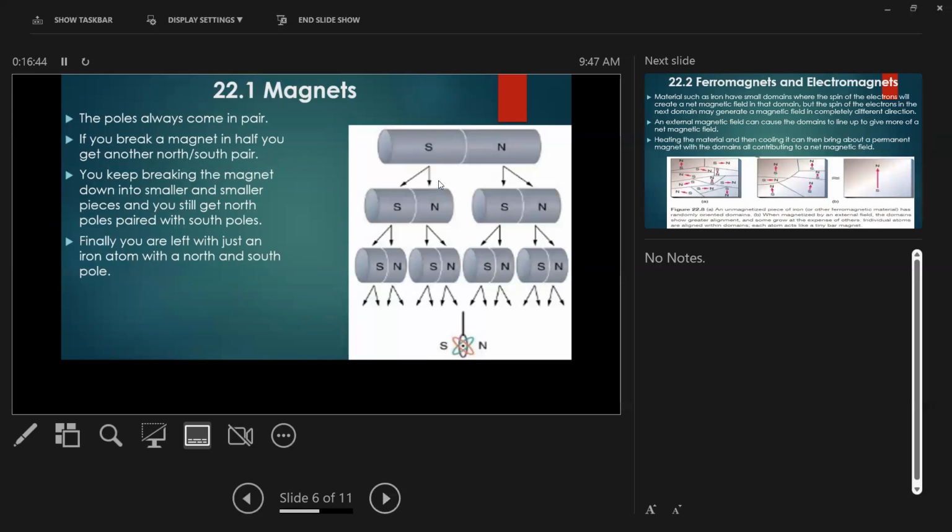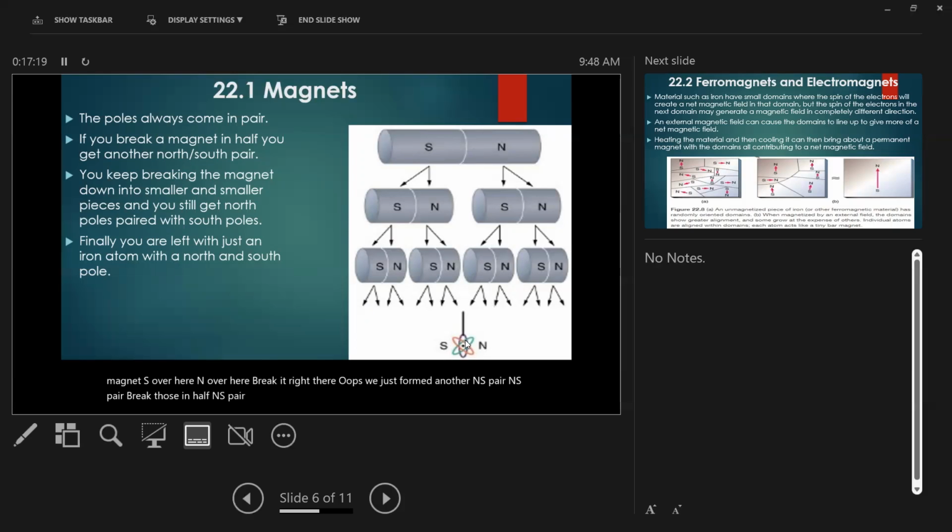Okay. Now, there's another question on the exam, and it's getting answered right here. The poles always come in pairs. We can isolate a proton, a positive charge. We can isolate an electron, a negative charge. They can be isolated, not tied to each other. We can't do that with north and south poles. If you break a magnet in half, you get another north and south pair. So here we've got this big magnet, south over here, north over here. Break it right there. Oops, we just formed another north-south pair. Break those in half. Oops, another north-south pair.